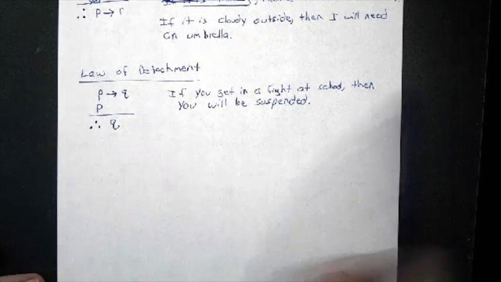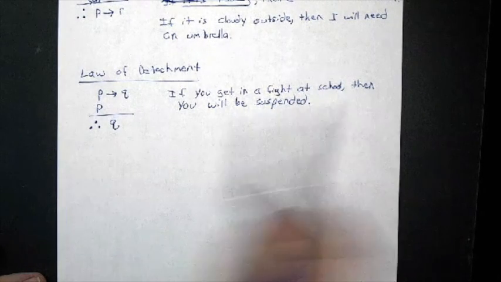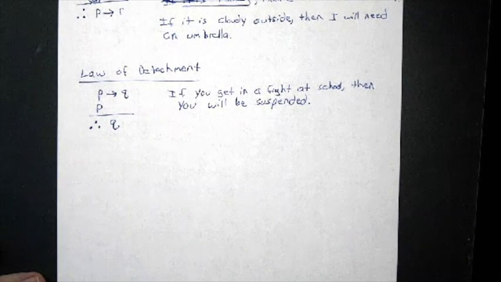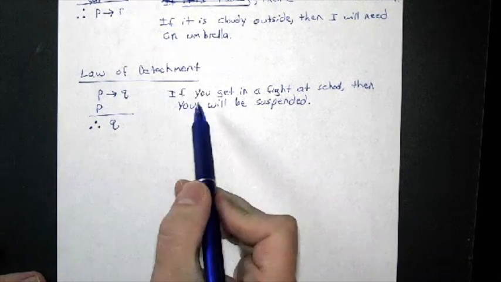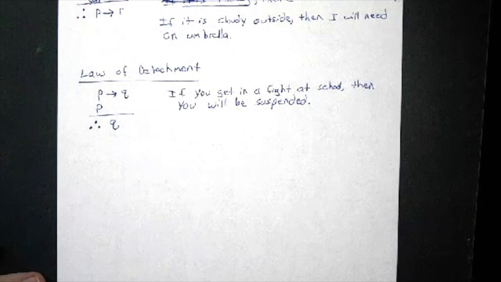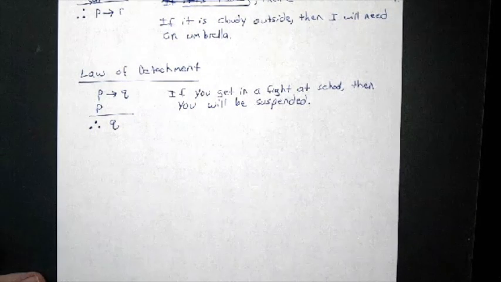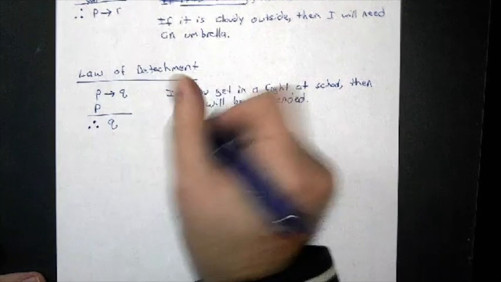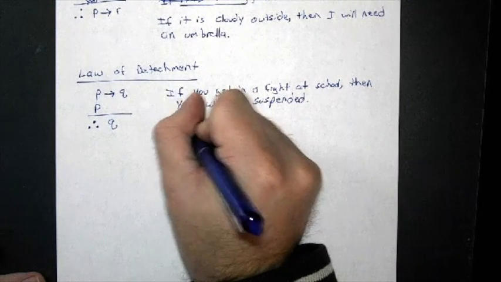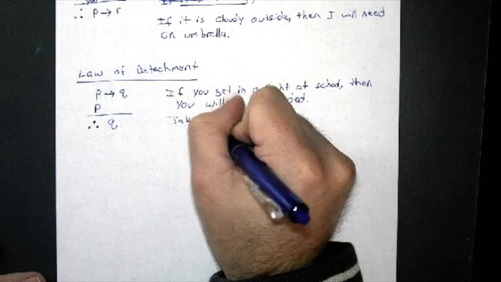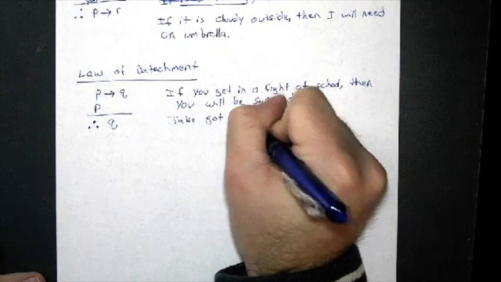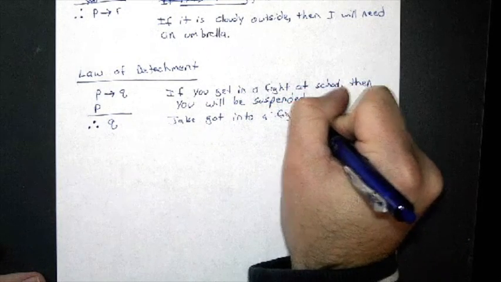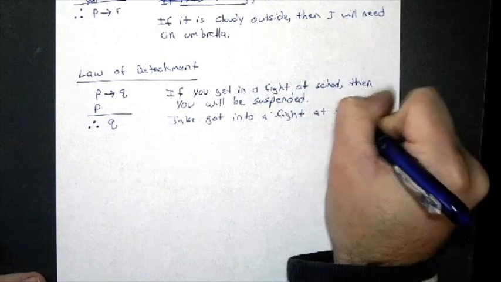So here I've written down a conditional statement. If you get in a fight at school, then you will be suspended. Alright, that's only one if-then statement. So we know just by that fact that it is the law of detachment. Then the next statement they're going to give you is going to tell you whether or not the hypothesis is true. So we can say, Jake got into a fight at school.